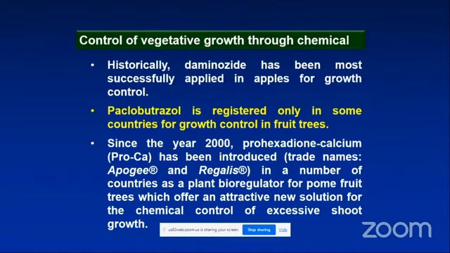We can use this, whose trade names are Apogee and Regalis in a number of countries, as a plant bioregulator for trees, which offers an alternative way to control growth. Some of this is at research level and some farmers are using it. It can be used by farmers.